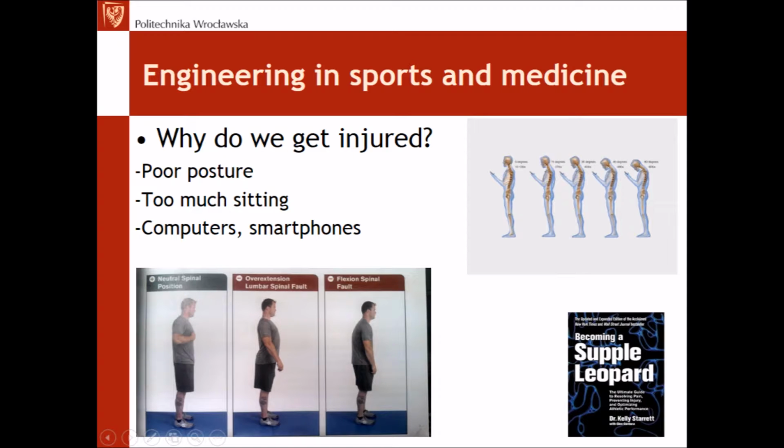And if you like this kind of useful tips, I highly recommend reading this book. This is Becoming a Supple Leopard, written by Kelly Starrett, who is one of the best physiotherapists. He works with world-famous athletes and even with Marine Corps soldiers.